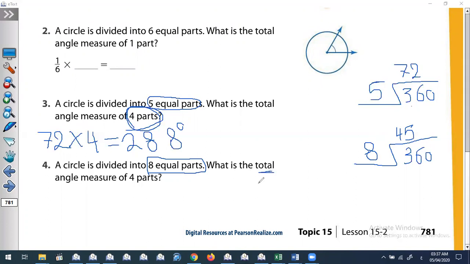What is the total angle measure of 4 parts again? So we are going to multiply 45 times 4. 4 by 5 is 20, 0 and carry up 2. 4 by 4, 16, and I have 2 is 18. So the measure of 4 parts is 180 degrees.